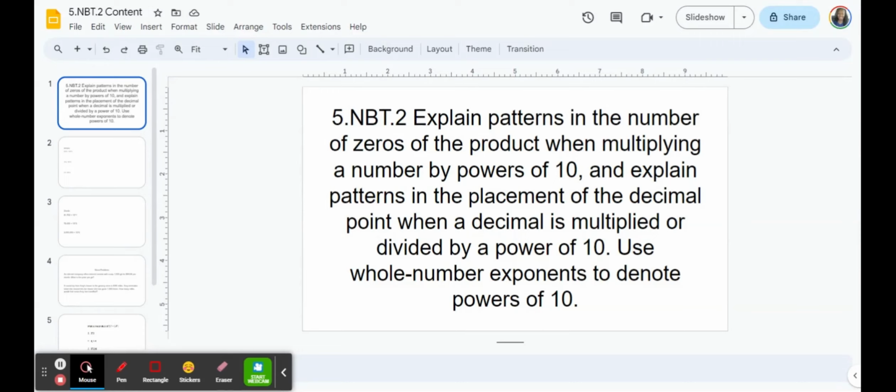My name is Miss M, and today we'll be learning about standard 5.NBT.2. Explain the patterns in the number of zeros of the product when multiplying a number by powers of 10. Explain patterns in the placement of the decimal point when a decimal is multiplied or divided by a power of 10. Use whole number exponents to denote powers of 10.